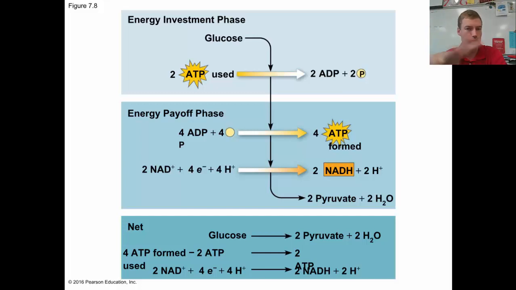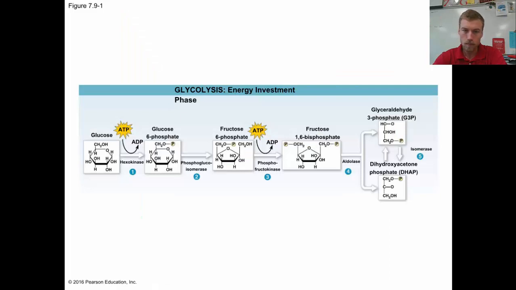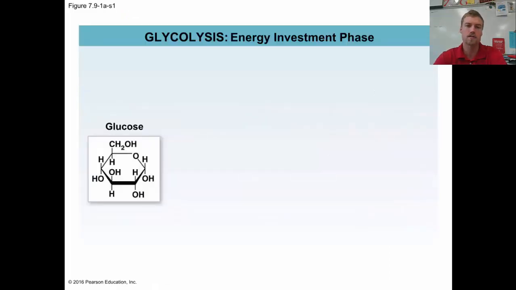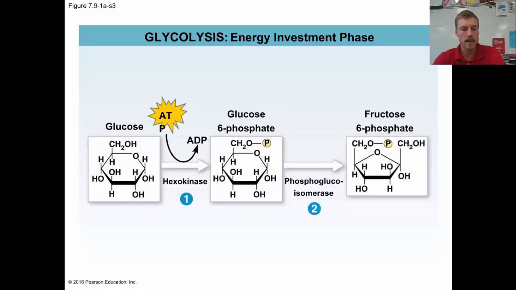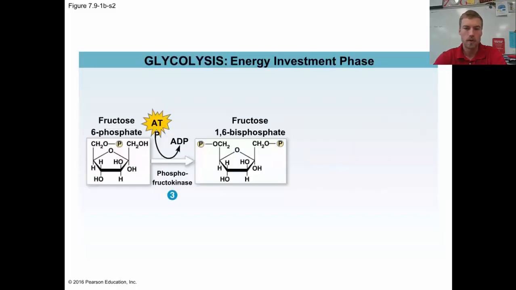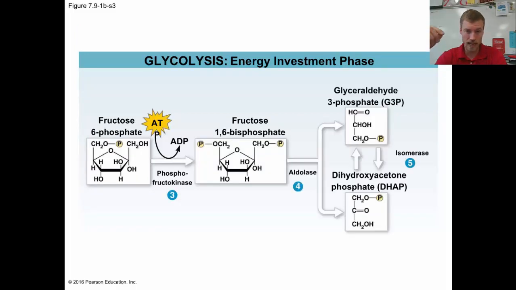And then I'm just going to briefly go through all the steps. So during the energy investment phase, we start with glucose. We add in our ATP. That adds a phosphate group. We then have another enzyme that changes the molecule. We then take that molecule, add on another phosphate, and then split that 6-carbon sugar into 2 3-carbon sugars. Now, I'm going to mention the G3P here because the G3P is a molecule that we will also see when we get to photosynthesis.